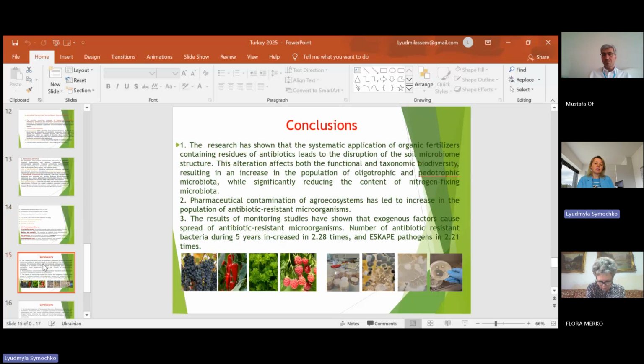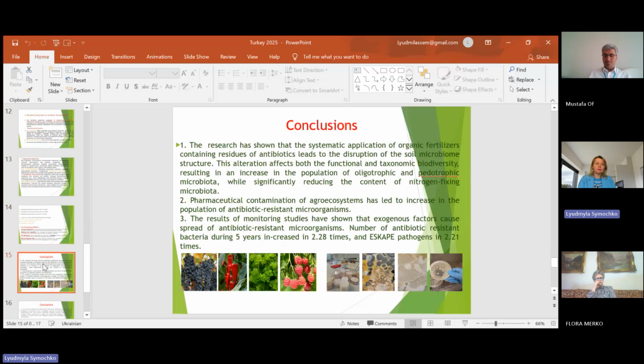And the results of our studies show that antibiotic contamination can affect the functional and taxonomic structure of the soil microbiome, and besides that, it has a negative effect by spreading antibiotic resistant bacteria, including ESCAPE pathogens. Results of our study showed that the number of ESCAPE pathogens increases more than twofold during 5 years.